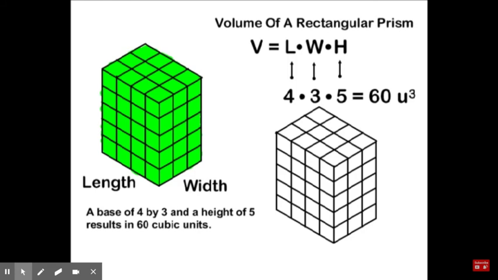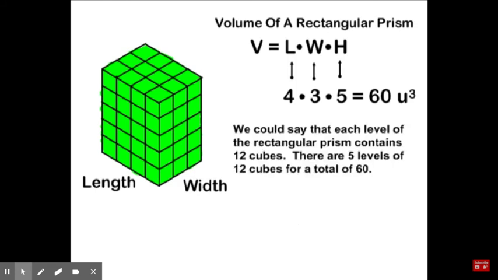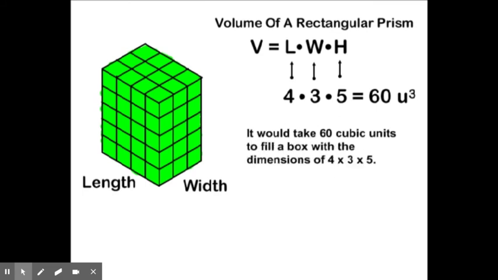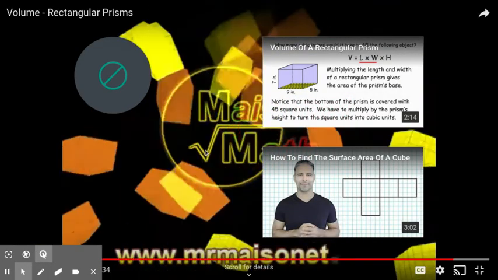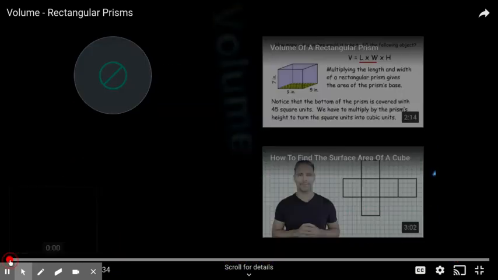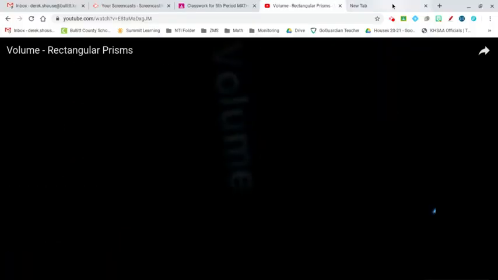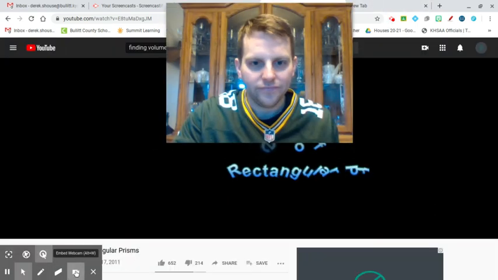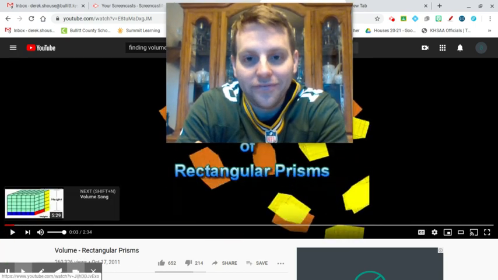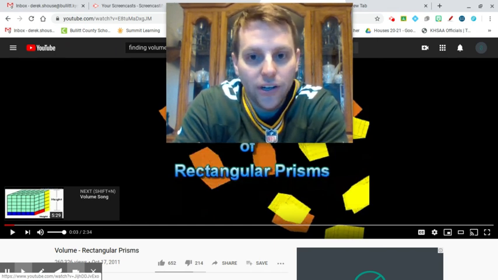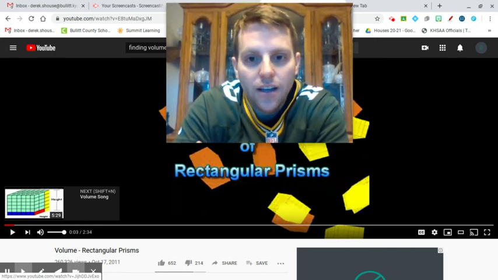We could say that each level of the rectangular prism contains 12 cubes. There are 5 levels of 12 cubes for a total of 60. Alrighty, so again, volume for a rectangular prism is pretty easy. You just need 3 numbers: length times width times height.